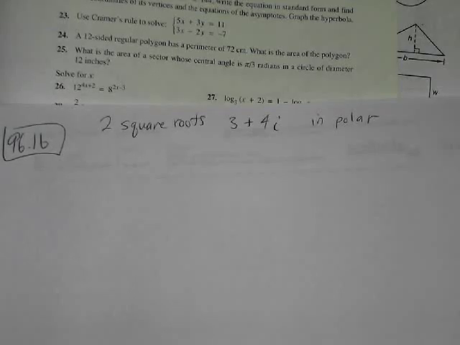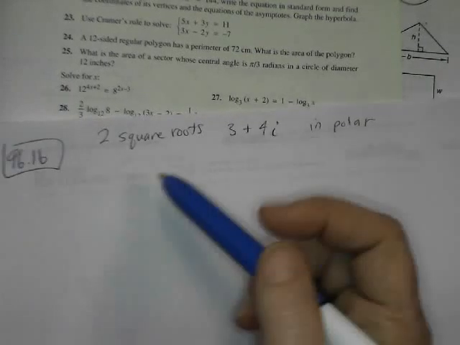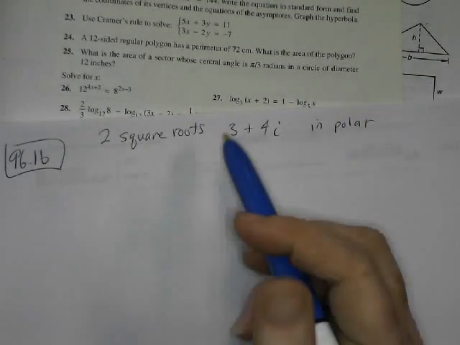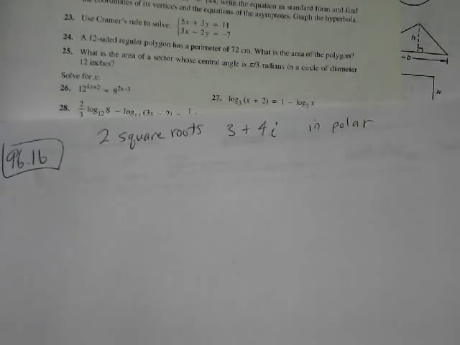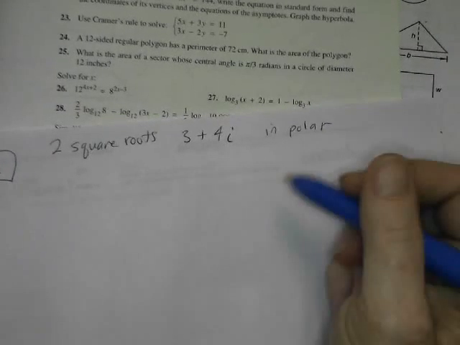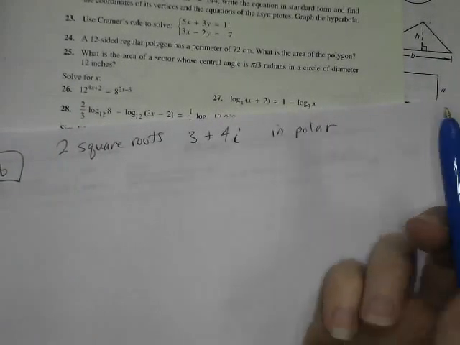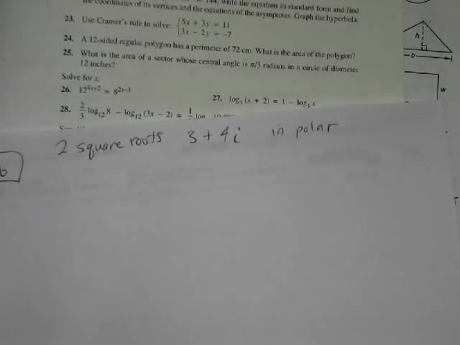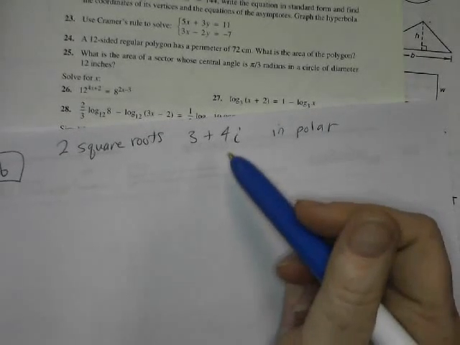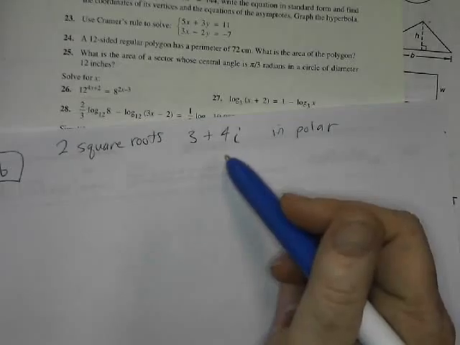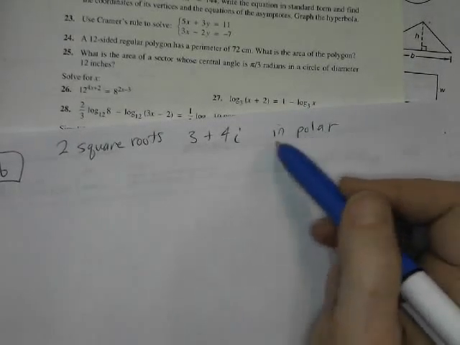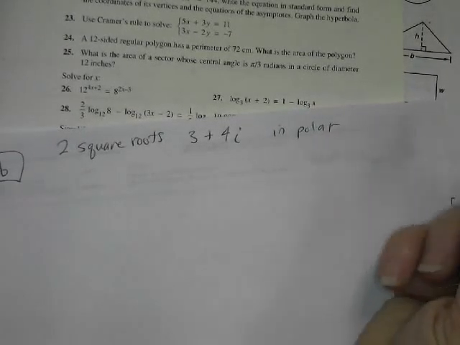This is 96, number 16. It wants me to find 2 square roots of 3 plus 4i and express my answer in polar form. So I can't do the square root thing until I want to do de Moivre on it, and I need to have it in polar before I start. And luckily they're letting me leave it in polar, so that's actually nice.